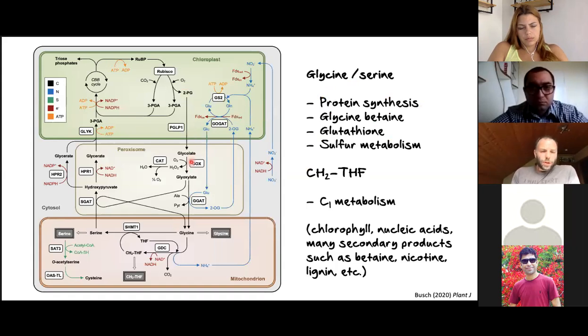So the photorespiratory pathway produces a number of metabolites that are useful in other biochemical pathways. In particular, those amino acids, glycine and serine, they can be taken out of the pathway and used for other things. So glycine and serine are used for protein synthesis. So that's the main pathway to produce those amino acids. So they can be taken out of the photorespiratory pathway. They're used to produce glycine betaine and glutathione, which are sort of stress response compounds. And then serine, for example, is also used for sulfur metabolism, making cysteine.